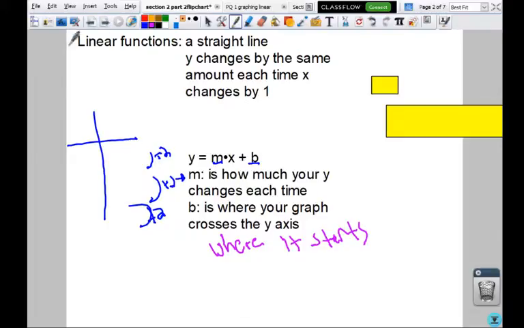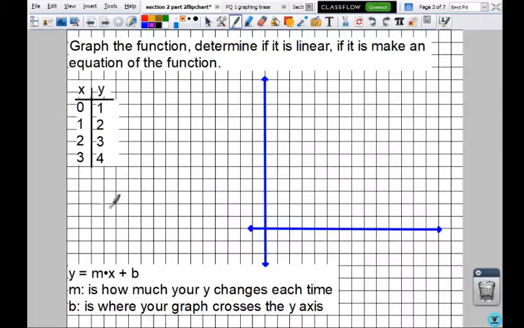All right. We are going to look at this table here. We are going to determine if it's linear. If it is, we're going to make an equation, and we're going to graph it. Remember when we talked about if something was linear, we needed two things. I needed to make sure x changes by 1 each time, which works. And then I need to see how much y is changing by, and make sure it changes by the same amount. So if I'm going from 1 to 2, I'm going up 1, so I'm changing by +1. 2 to 3, +1. 3 to 4, +1.